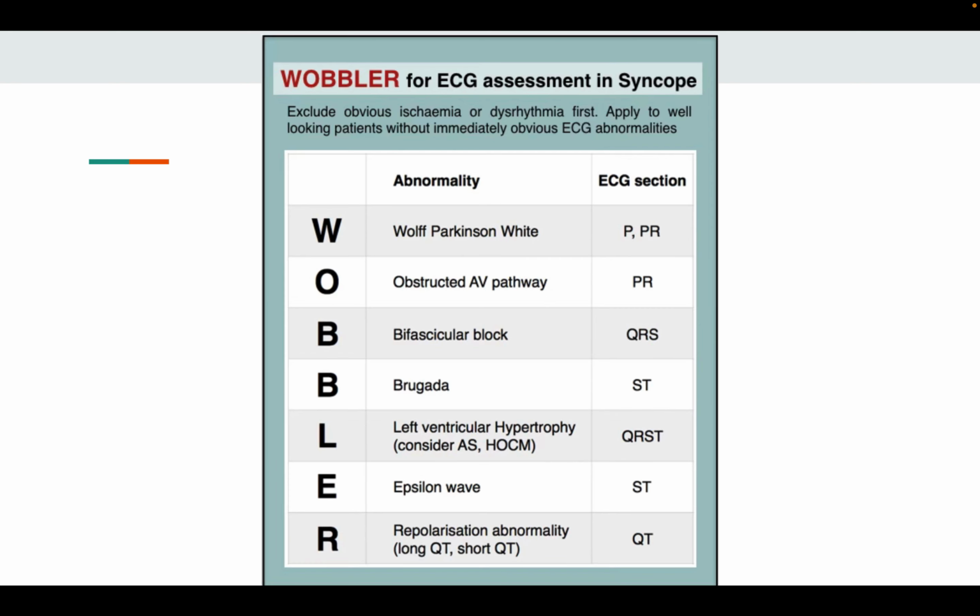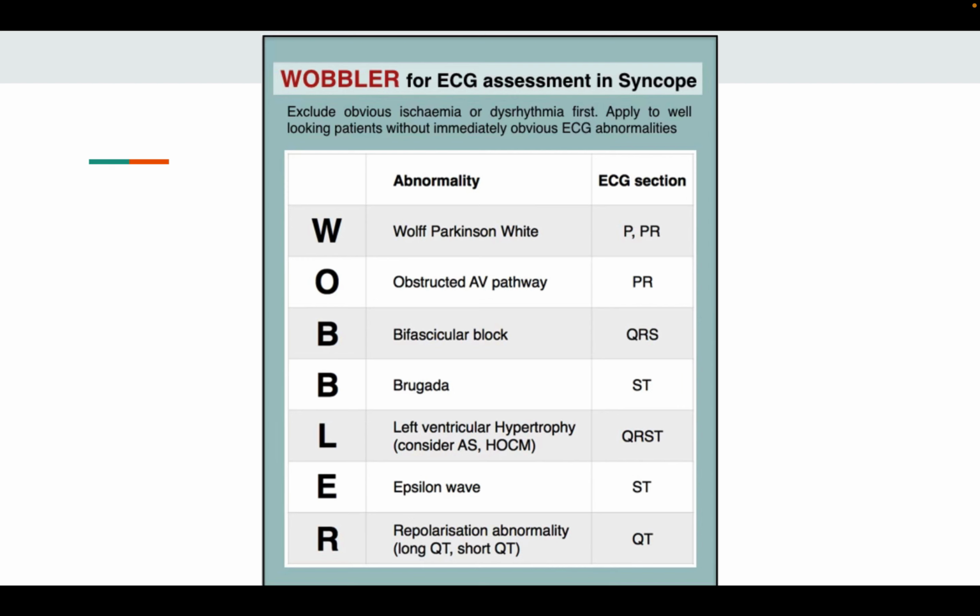So when I was researching for this presentation, I actually came across this great mnemonic. It's called Wobbler, and it's nice because, in a syncopal patient, they tend to be pretty wobbly. First, of course, we have to rule out any ischemia or dysrhythmia, but then we can use this mnemonic to look at the more nuanced abnormalities.